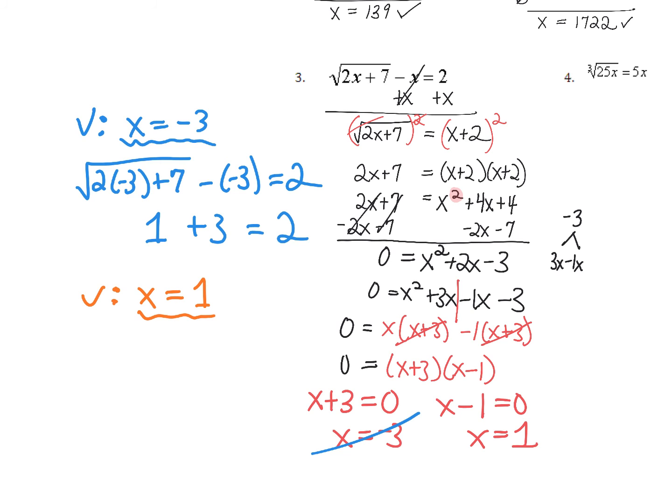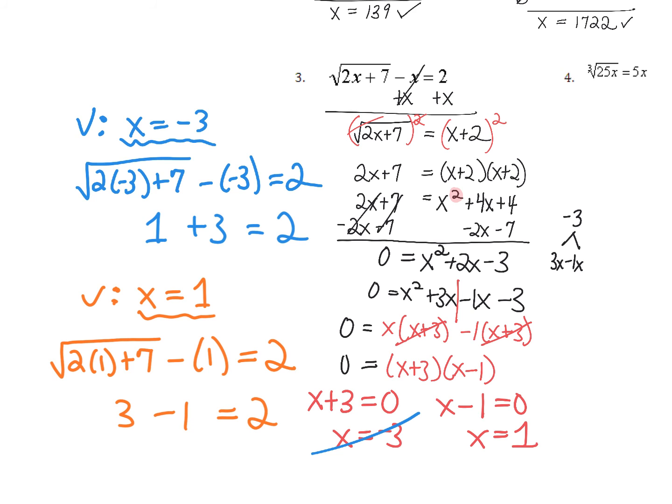So I'm going to plug 1 into my equation, because you can actually get no solutions too. So 2 times 1 plus 7, and then I'm going to subtract 1 and see if that's equal to 2. So 2 times 1 is 2. Plus 7 is 9. And then the square root of 9 is 3. And then 3 minus 1 is 2.